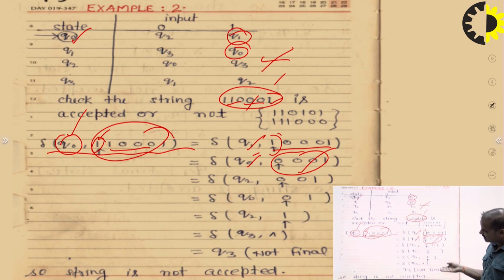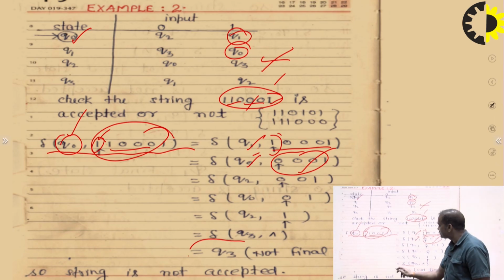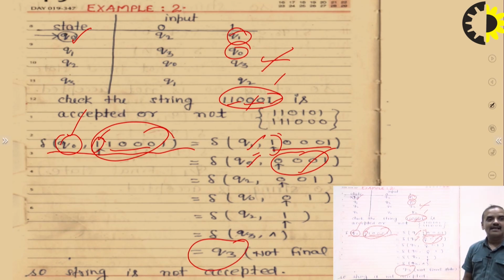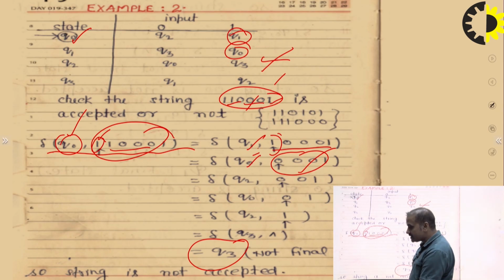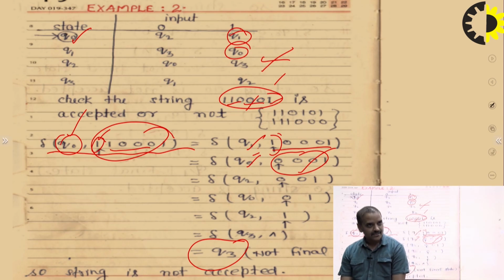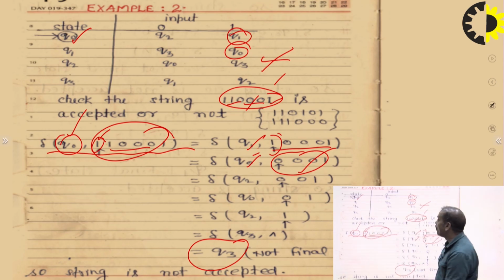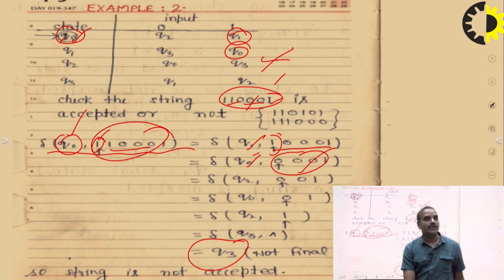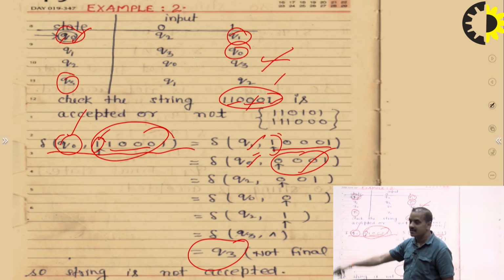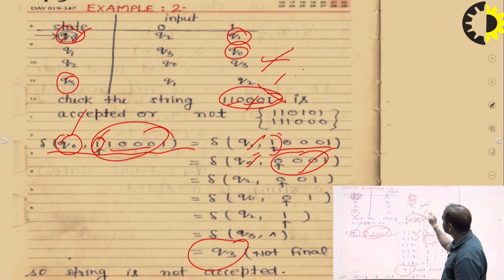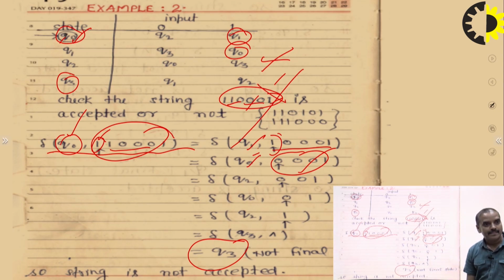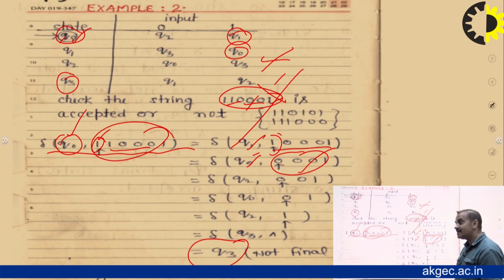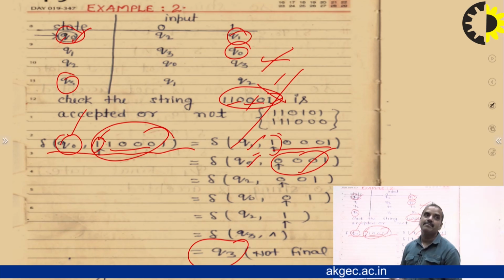Processing in the same way, at the end we check the last state, and the last state is Q3. Now, check whether Q3 is a final state. The answer is no. The initial state is Q0 and the final state is also Q0. Q3 is not a final state, hence this string is not accepted. If Q3 were a final state, then this string might be accepted.